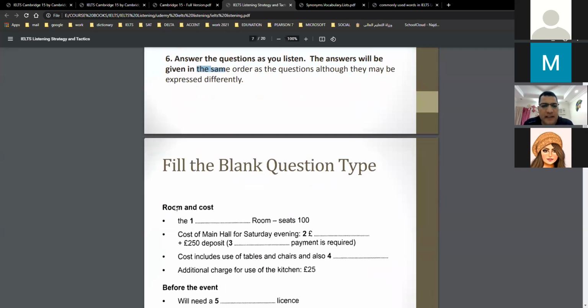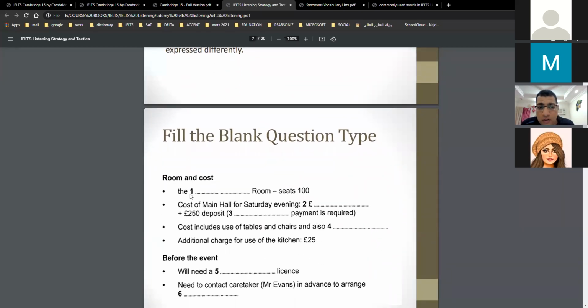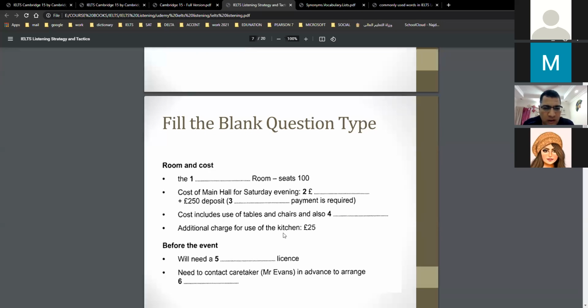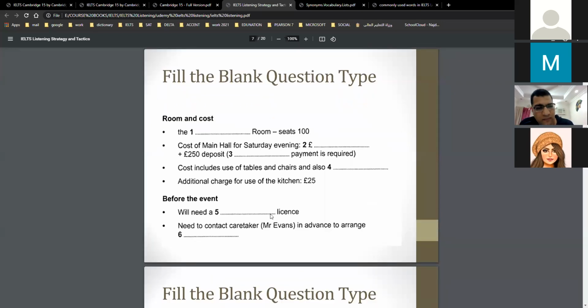Now, this is a sample for task 1. Look here, the space, room, seats, 1,000, cost. Oh yeah, here, what's that, guys? It means I need money here. I need to know how much money. Look, this is what I said. You need to guess what type of word, what kind of answer you need to get the full mark. And here, cost includes use of tables and chairs, and also you need to guess what word you need. Will need a space license, okay, in advance to arrange space. Of course, we will have samples to answer, but I'm just showing you how the test will look like.